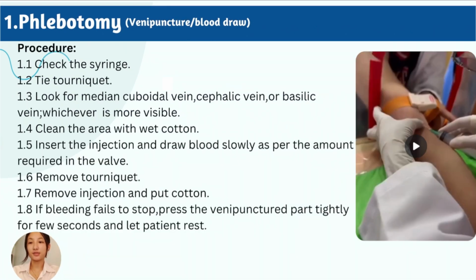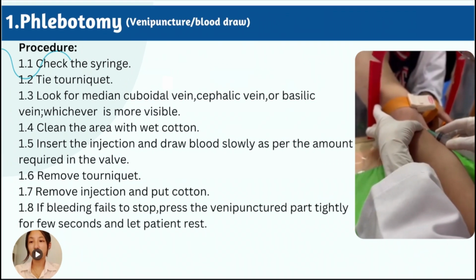I started by checking the syringe, then tying the tourniquet and looking for the median cubital vein, which is the most common vein we use, and cleaning the area. After that, I inserted the needle and drew the blood as per the amount required, removed the tourniquet, removed the needle and the syringe tip, and put cotton on. If the bleeding fails to stop, we have to press the venipuncture site tightly for a few seconds and let the patient rest.